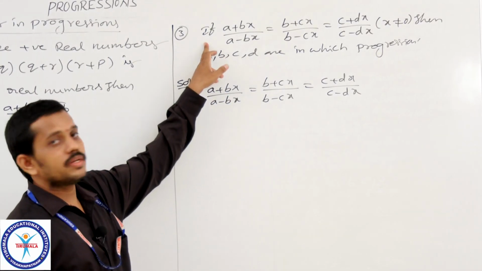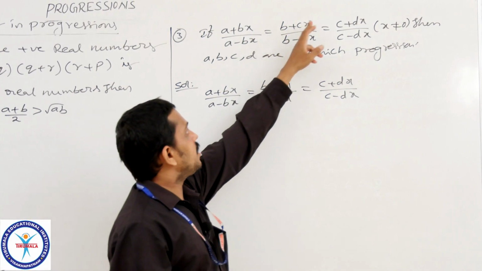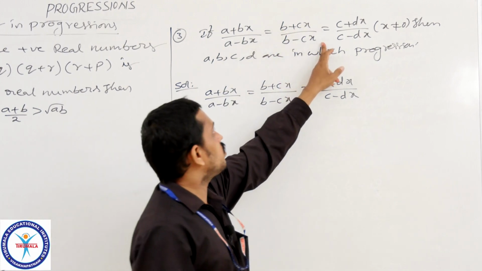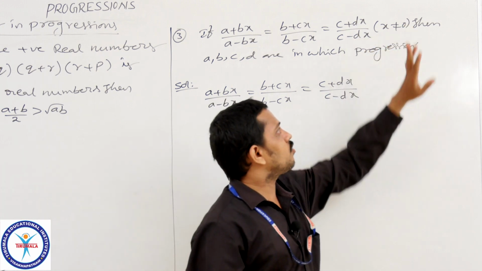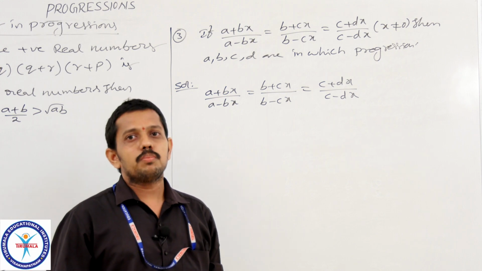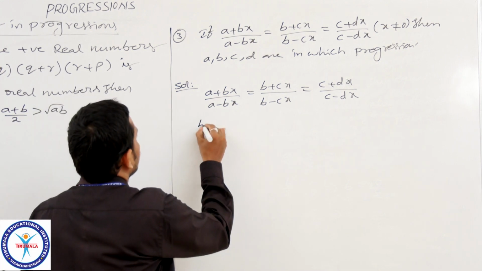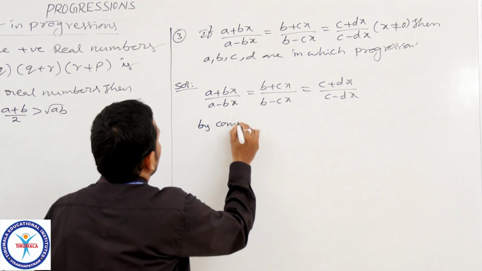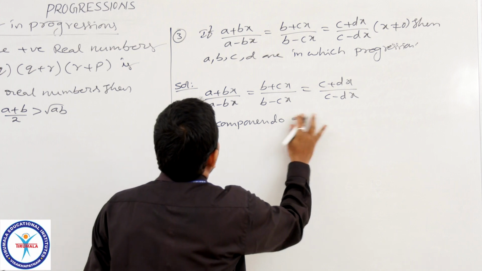Now here, if (a + bx)/(a - bx) is equal to (b + cx)/(b - cx) is equal to (c + dx)/(c - dx), where x is not equal to 0, then a, b, c, d are in which progression? So for that we will use the componendo and dividendo rule.